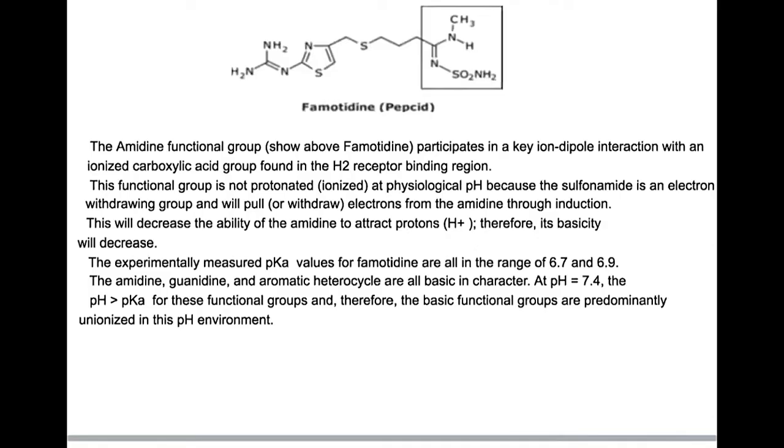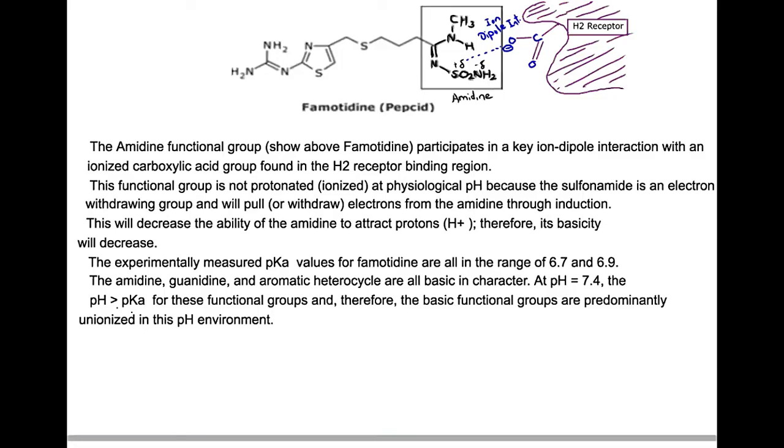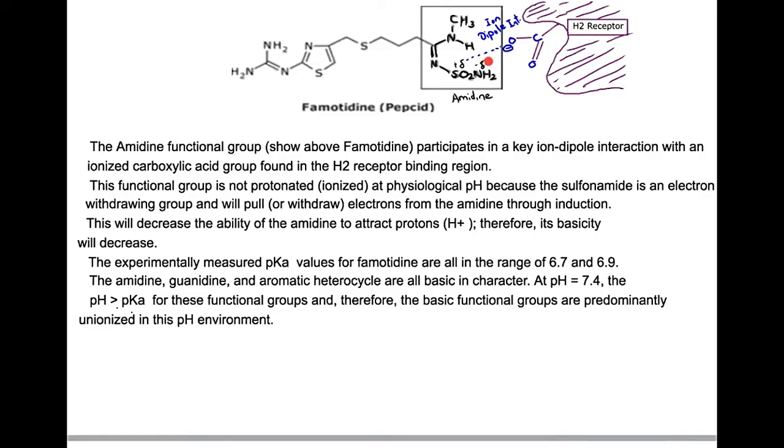Someone may ask how it looks. Look with me, guys. As you see in the figure now, this is the H2 receptor, and this H2 receptor contains the carboxylic acid group, which is COOH, and this H is released and gives the ion, which is O minus. This ion will begin to interact with the dipole part of the amidine. And this is the ion-dipole interaction.